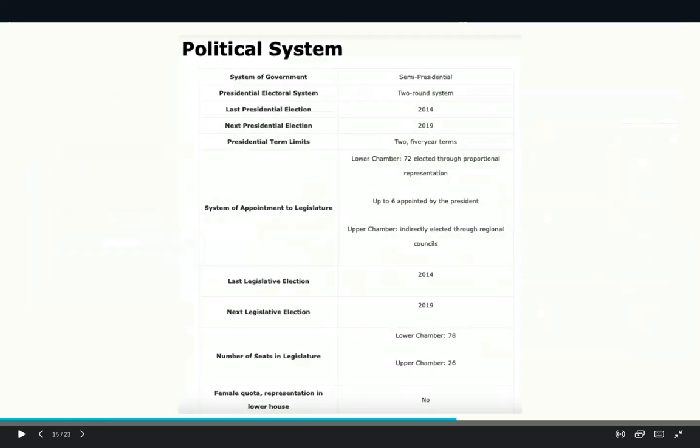As we just mentioned, this is a schedule of the political system, the system of government: semi-presidential. The presidential electoral system is a two-round system. The last presidential elections were held in 2019. The presidential term limit is 2, and each term is 5 years. And the last legislative elections were also held in 2019.